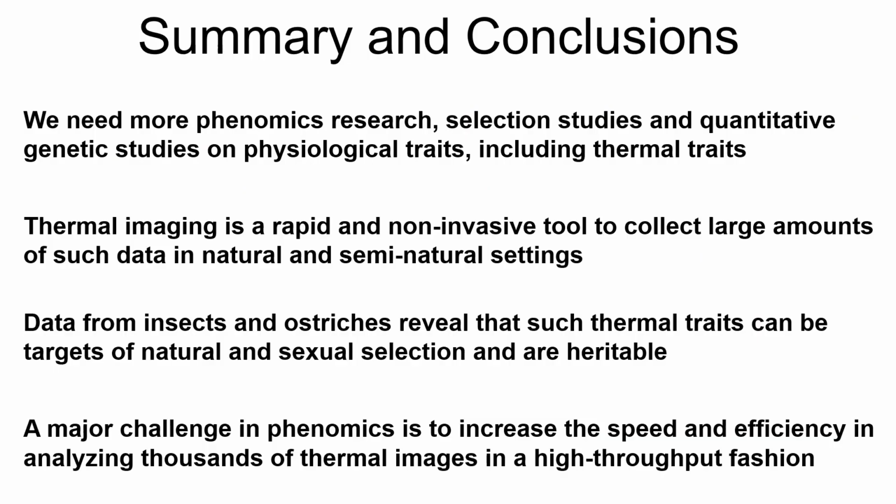So just to summarize, I think we need more phenomics research and selection studies and quantitative-genetic studies on physiological traits. Thermal imaging could be one such tool to collect these large amounts of data. And I think that these data from insects and ostriches show that thermal traits can be targets of both natural and sexual selection, and they are also heritable. And I think one major challenge in phenomics is we need to increase the speed and efficiency by which we analyze these thermal images. Here we have paid a lot of students over the years, but that was quite expensive.